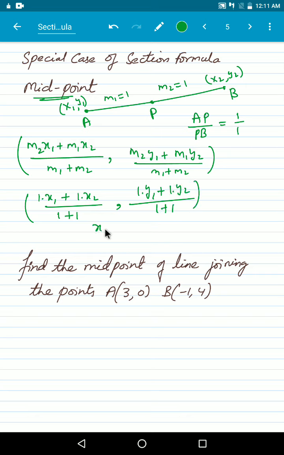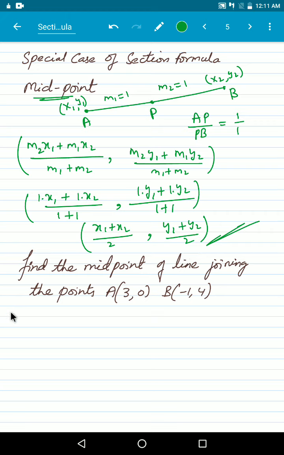So we have x1 plus x2 by 2, 1 plus 1 is 2, y1 plus y2 by 2. So this is the midpoint formula. Okay, it is just a special case of the section formula. All we have to do is add the values of x, divide by 2, add the values of y, divide by 2. Very easy to remember this formula.